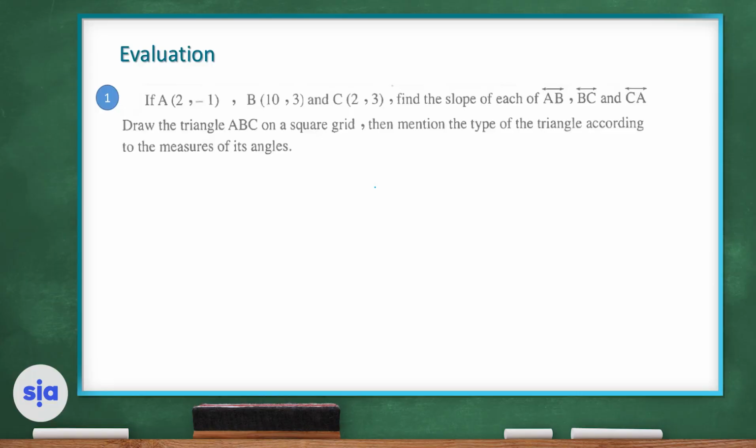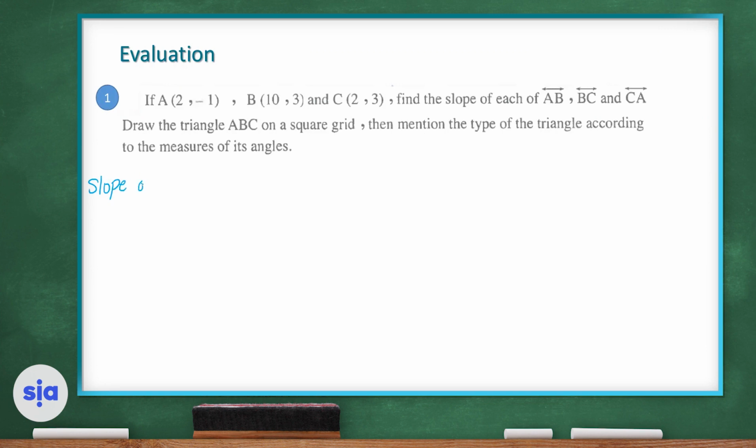Let's now move on to the evaluation part. Question 1. If A is (2, -1), B is (10, 3), and C is (2, 3), find the slope of each of AB, BC, and CA. Draw the triangle ABC on the square grid, then mention the type of triangle according to the measures of its angles. Let's first find the slope of AB.